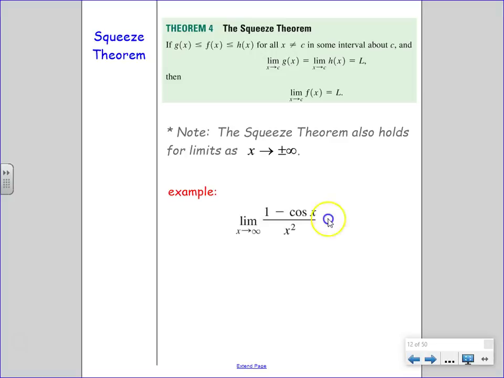So if I think about the limit of 1 minus cosine of infinity, I know cosine is going to be between negative 1 and 1, right? But what's going on down here in the denominator? It's approaching infinity. So if cosine is restricted and infinity is not, who wins? The bottom wins. And if the bottom wins, the limit is 0.